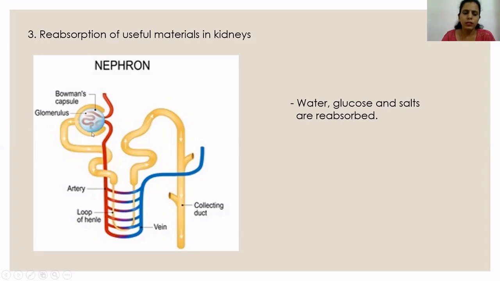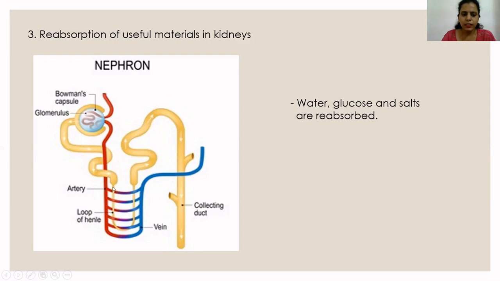So from the glomerulus, the blood present in the glomerulus, water, glucose, salts, and urea go to the Bowman's capsule with the help of the diffusion process. And when this entire filtrate passes through the loop of Henle, around the loop of Henle we have blood capillaries or blood vessels.